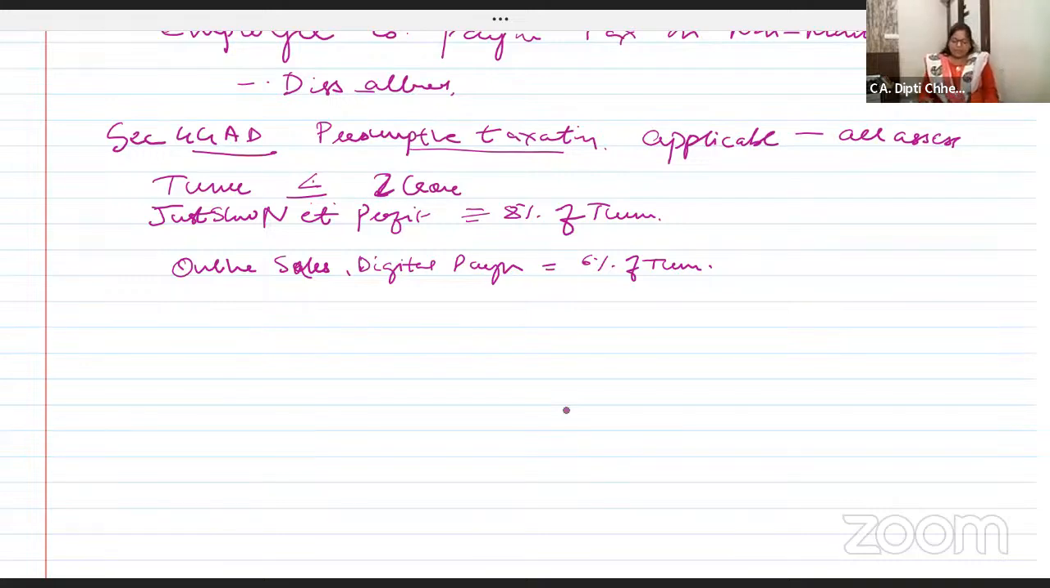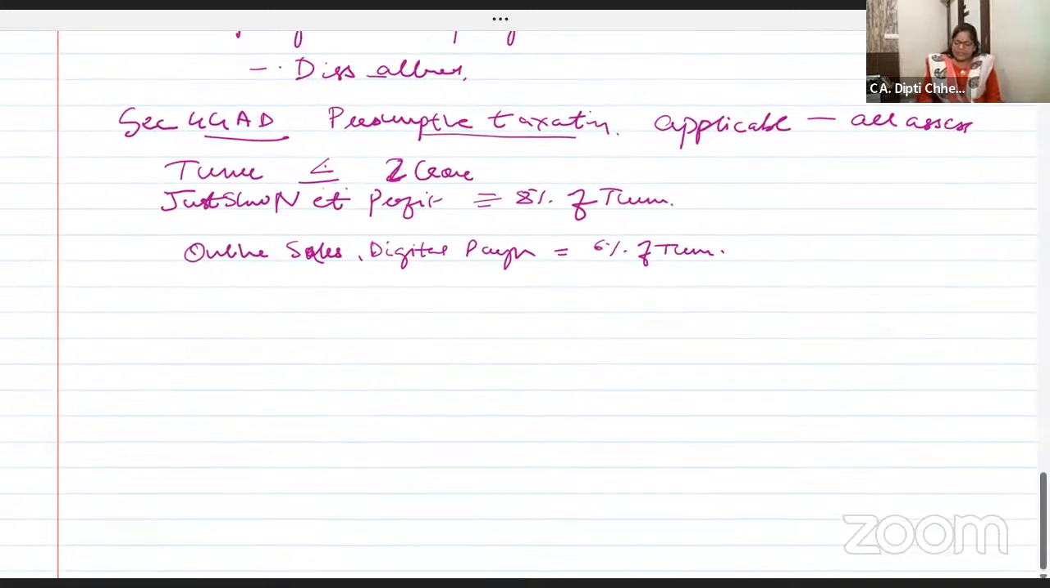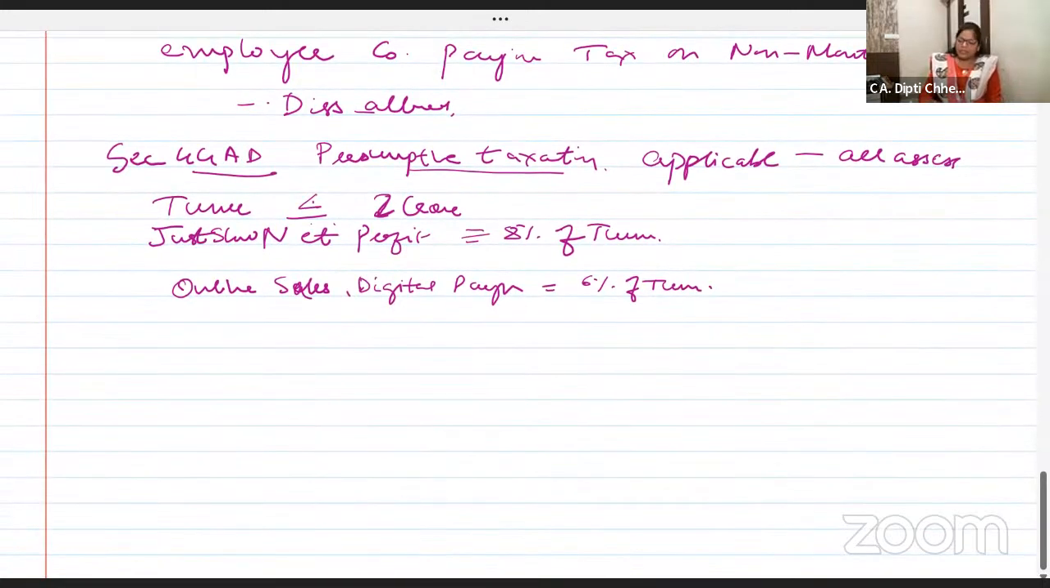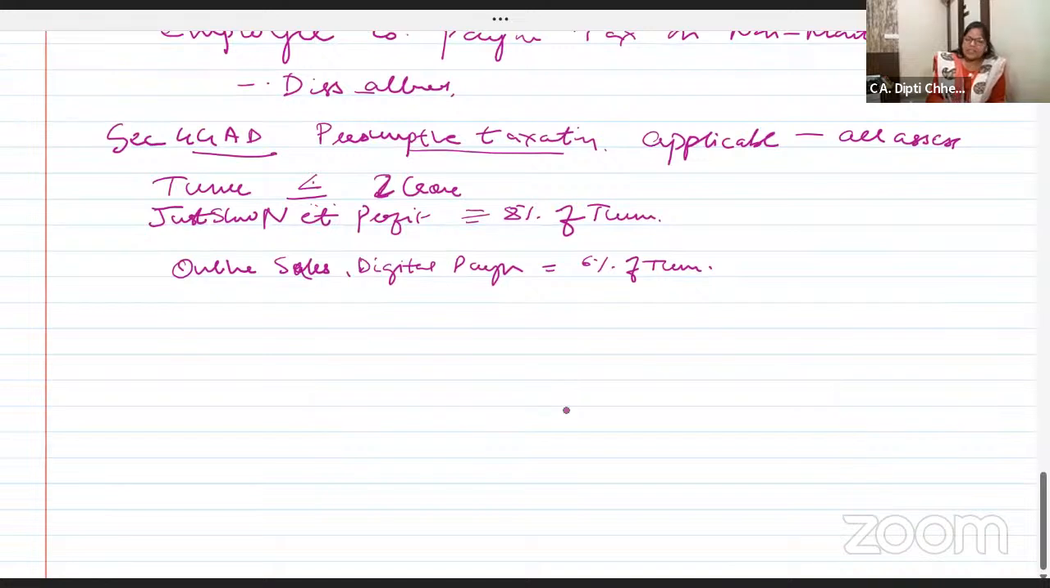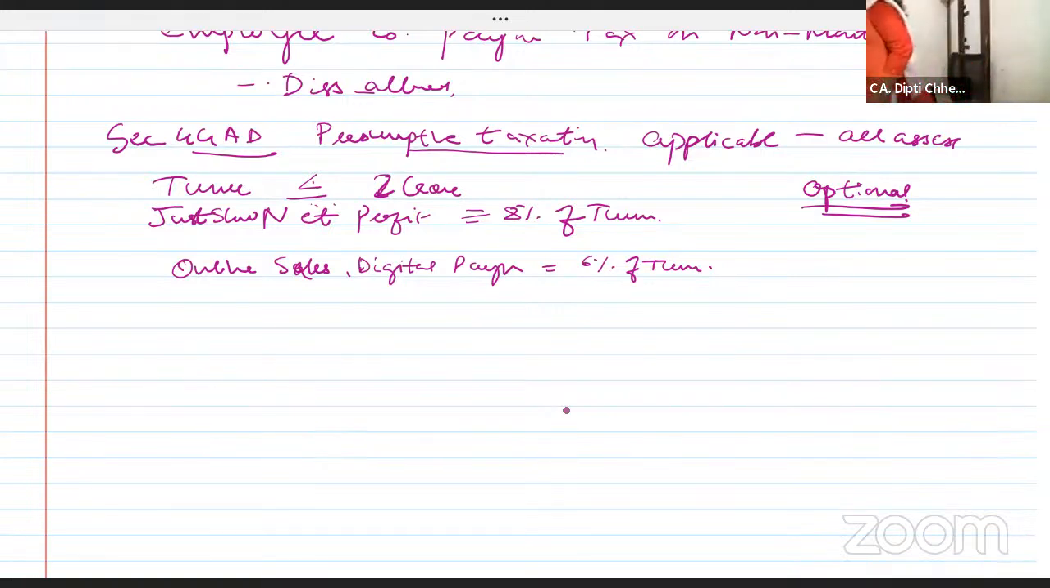Generally 8% of the turnover, but here now it is 6% of the turnover. Okay, dear students, now what's the turnover limit? Up to 2 crore. And I want all of you to write this here in bold. Are you all writing, or just sitting and listening? It will not help. Write this in your notebook.